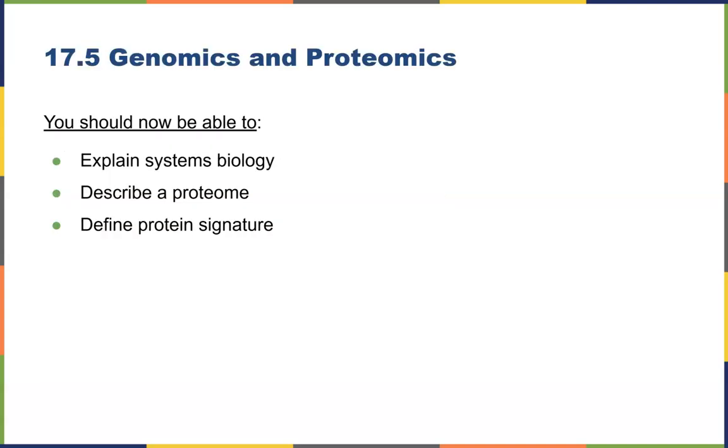And that's it. So 17.5, you should be able to explain systems biology, which is the organism that produces proteins and how proteins interact with each other. Proteome is all the proteins that the organism produces, or the cell. In this case, the cell produces. And then a protein signature is a set of proteins with altered expressions. So that's chapter 17, biotechnology, and I hope that was helpful.